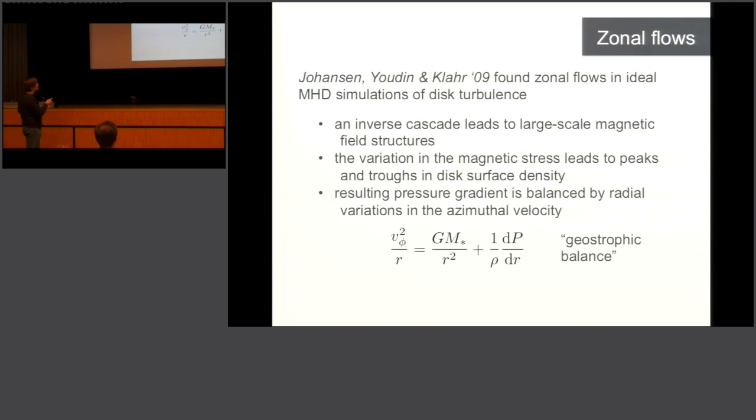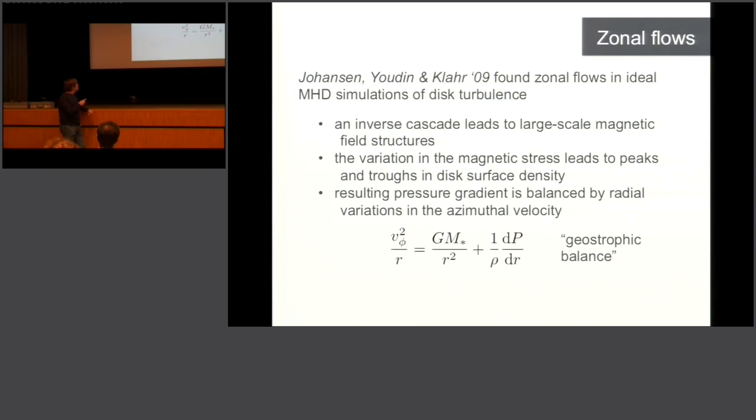And there was work by Anders Johansen, Andrew Youdin, and Hubert Klahr back in 2009, who considered ideal MHD simulations of protoplanetary disk turbulence, very similar to the ones that we were talking about at the start of the week. And what they found there was that if you did those calculations in large enough domains, large enough volumes, they found the spontaneous formation of zonal flows in their calculations. And this is the argument they made for why those zonal flows would form.